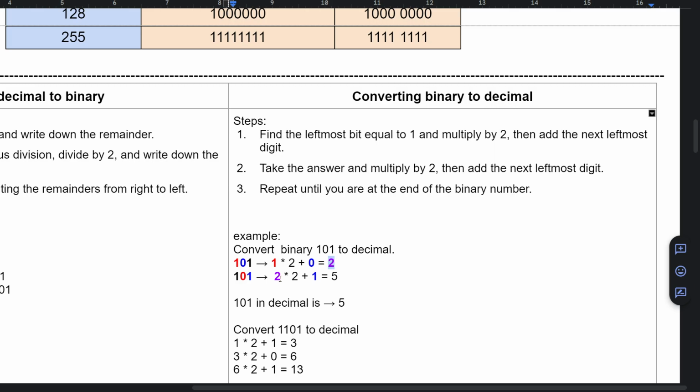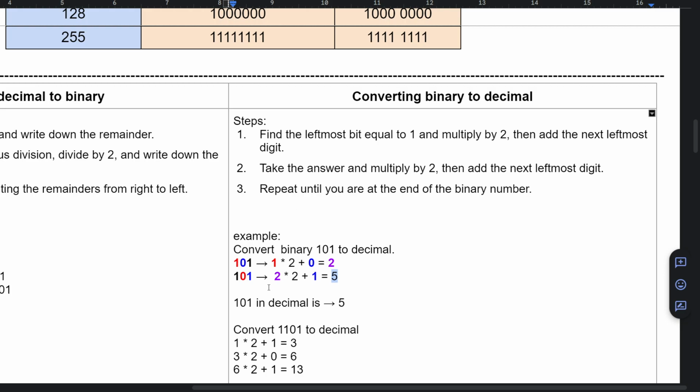Now we're going to take that number, multiply it by 2, and add whatever the next digit is. So in this case, we are working with this number 1 right here as our next digit. So it'll be 2 times 2 plus 1. So 4 plus 1 will give us 5.